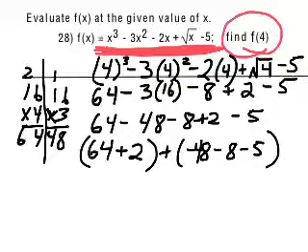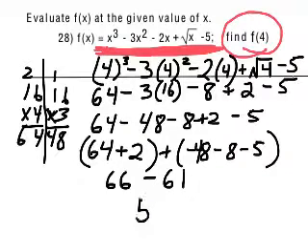Okay, so this becomes 66. And that was going to be minus all this. Negative 48 minus 8, negative 48 plus a negative 8, it'd be negative 56. Negative 56 plus a negative 5, negative 61. So that's minus 61. 66 minus 61 is 5. Well, that was easy, wasn't it?